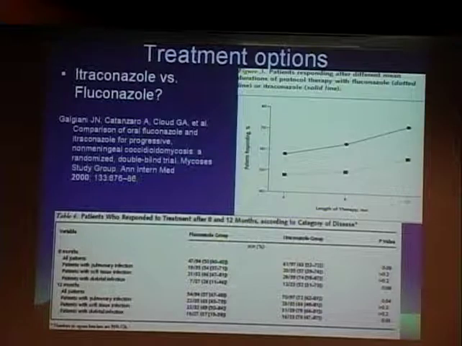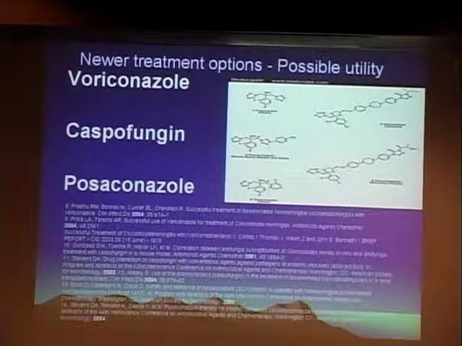The other interesting thing to note is that fluconazole looked at around 57% of all patients at 12 months, itraconazole 72%, but for skeletal lesions, 37% in the fluconazole group and 70% in the itraconazole group. So there's quite a bit of difference in the itraconazole group for skeletal lesions. The other agents you may have heard of, voriconazole, caspofungin, posaconazole, those are all case reports.